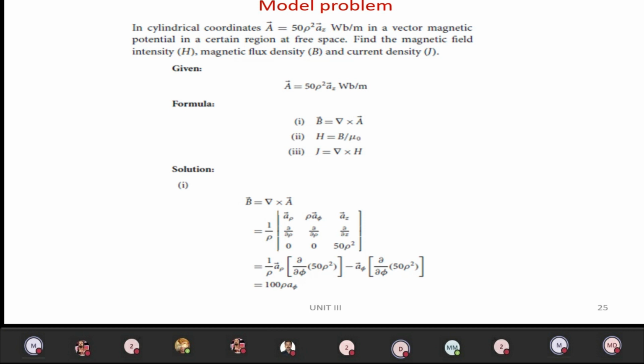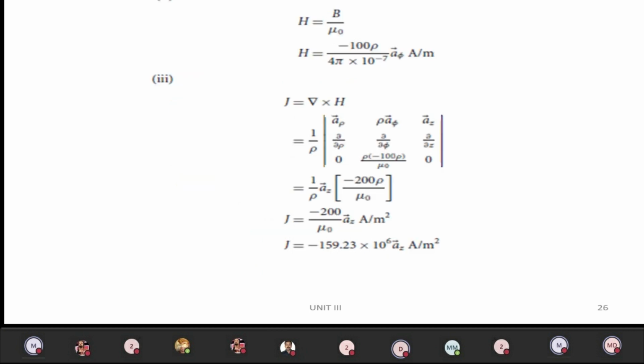Then once you find H, you can go for J. J equals del cross H. All the concepts are related one by one. Here H equals B by mu naught, so H is equal to minus 100 rho divided by 4 pi times 10 power minus 7. So J equals del cross H.